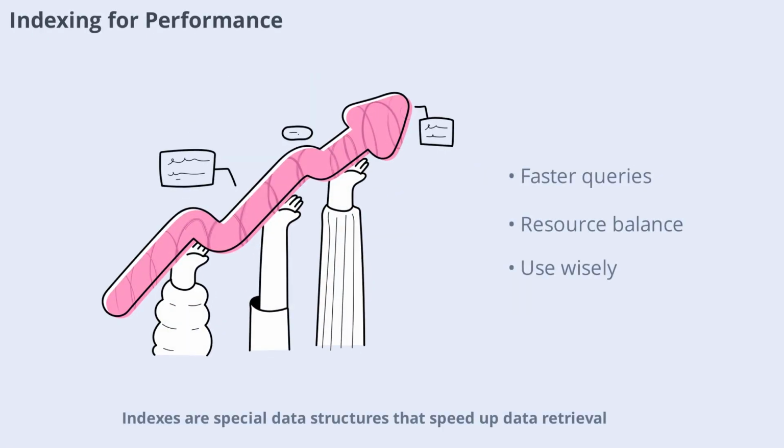Indexes are special data structures that speed up data retrieval. By creating indexes on frequently searched fields, you can make queries much faster. However, indexes also require additional storage and can slow down data updates, so it's important to use them wisely. Effective indexing is a balance between performance and resource usage.